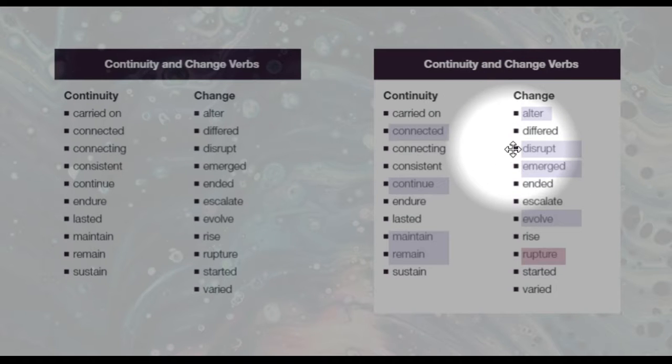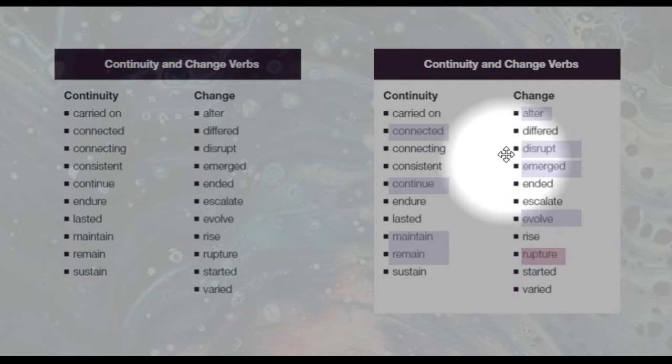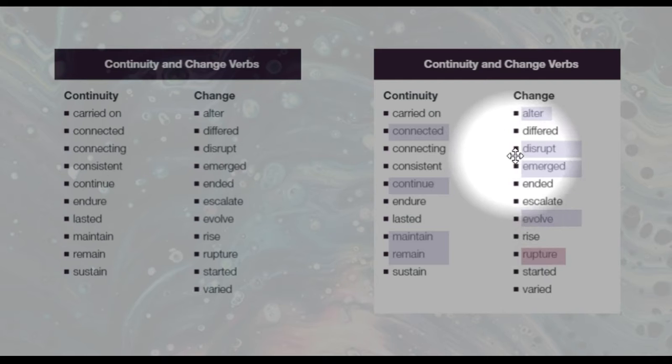Disrupt, like when you're disrupted, that's like something got stopped. Okay. Emerged, it came out. Evolved, it slowly changed. Now ruptured is kind of like something broke and came apart. So that's probably closer to disrupt, and I made it pink because it tends to be also much quicker, while the other things tend to be a little slower. Although disrupt and alter, you can make an argument, are faster change words.